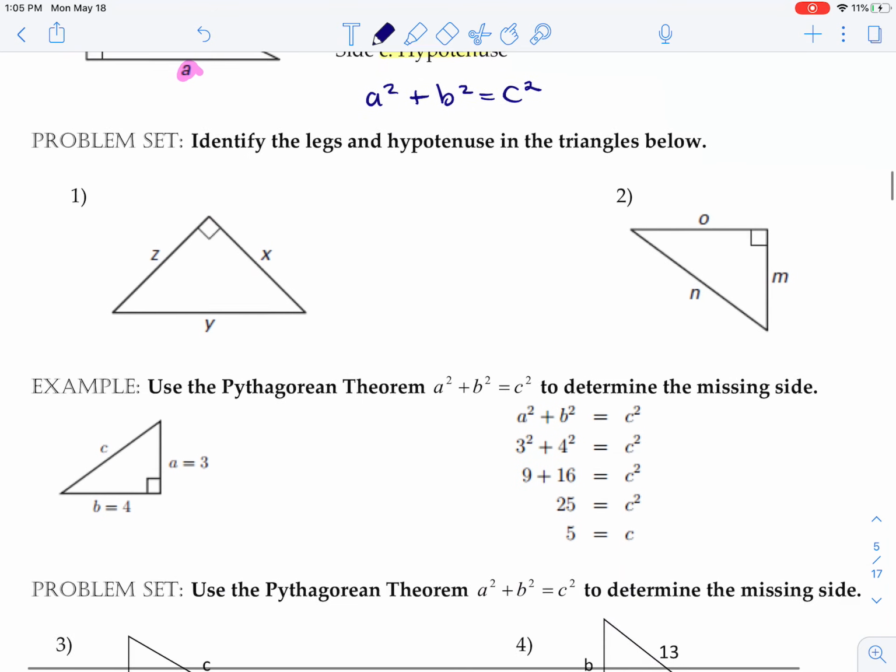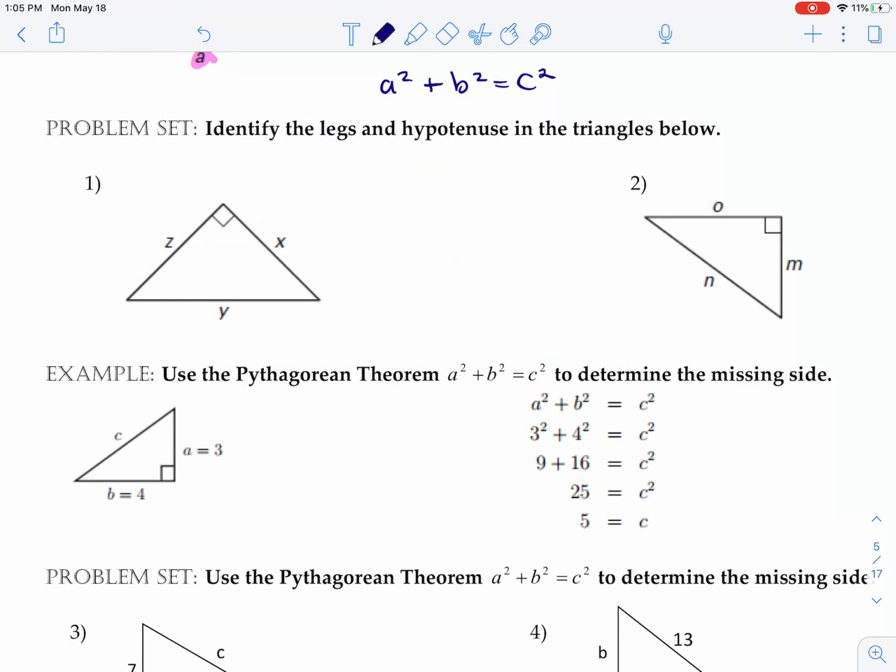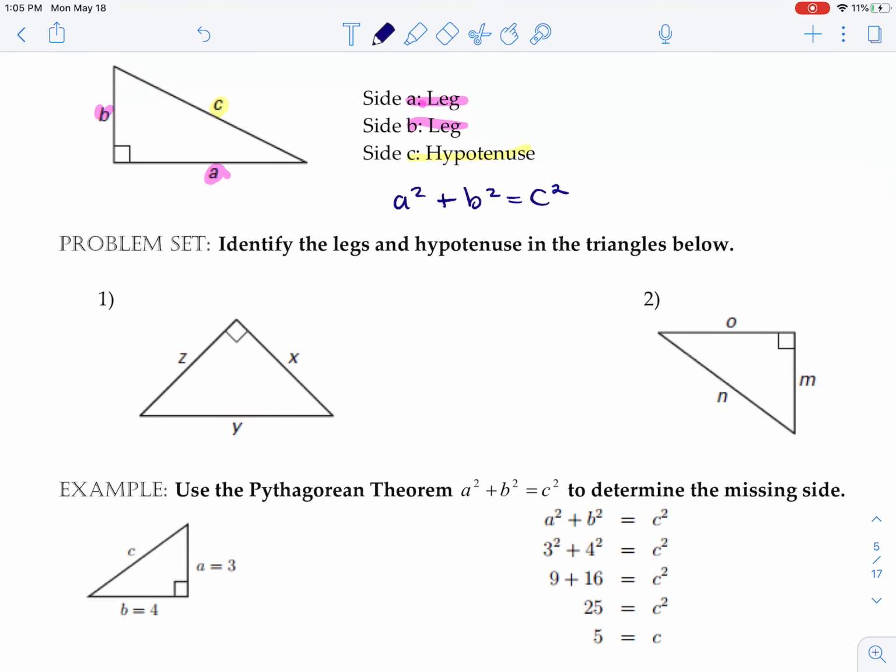So in these first problems, we have to read the instructions. It says, identify the legs and hypotenuse in the right triangles below. So we just have to label them or list them out just like it was listed above. So side X and side Z, those are the what? I'm sure you know, those are the legs. So easy review. And that means that side Y is the hippopotamus, the hypotenuse.